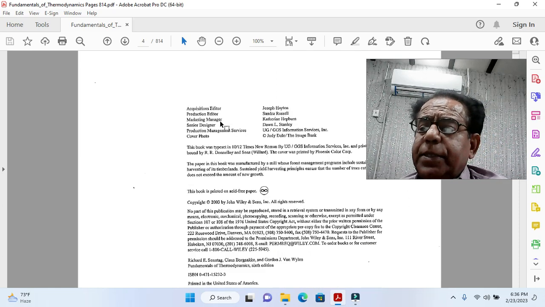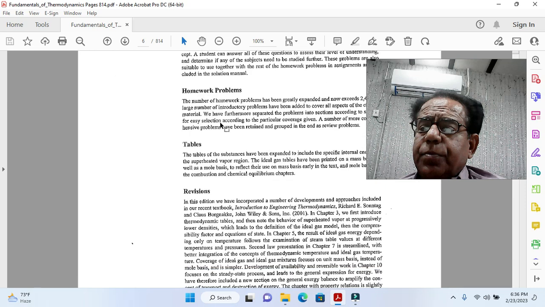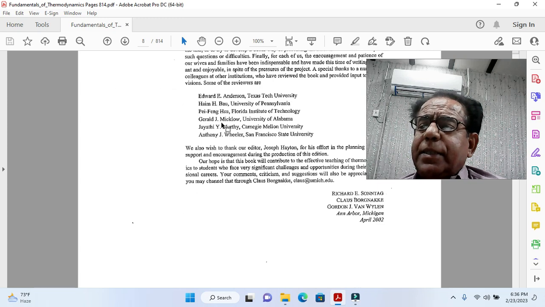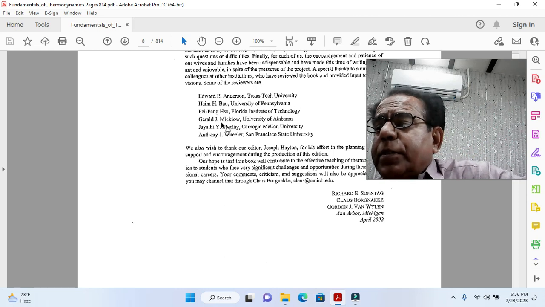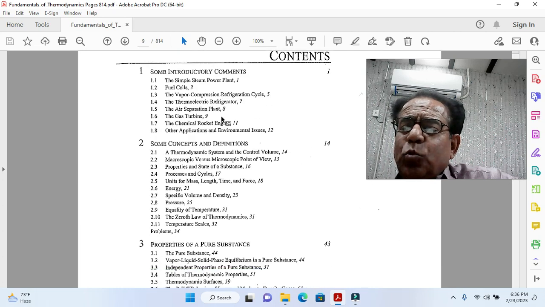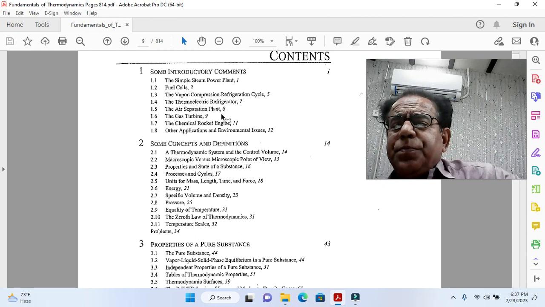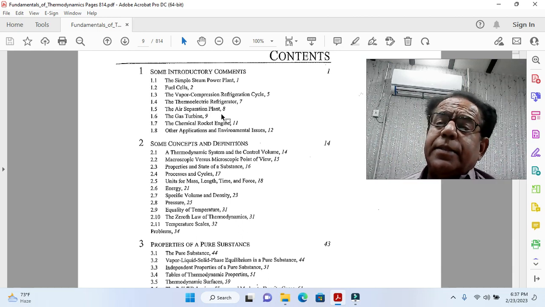Wiley is the publisher. This book was published in the year 2003. Despite the 2003 publication, its preface was written in April 2002. Its printing quality is not satisfactory. I do not know, in 2003, perhaps this is a copy edition. Otherwise, the printing would be satisfactory.